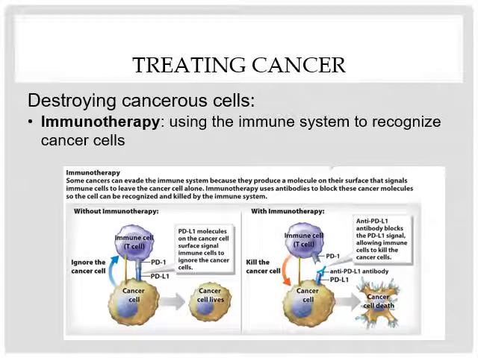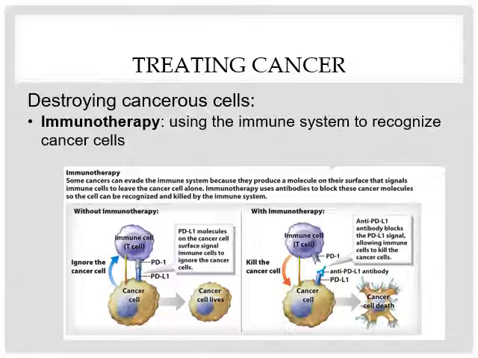You can also use something like immunotherapy, which uses the immune system to recognize cancer cells. And these are kind of a lot of the up and coming treatments, a lot of the experimental treatments right now, because immunotherapy basically allows you to target certain areas.